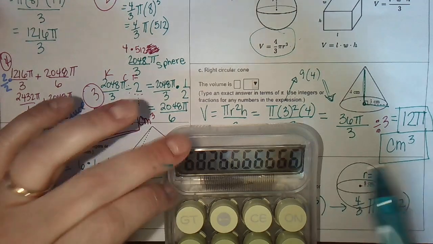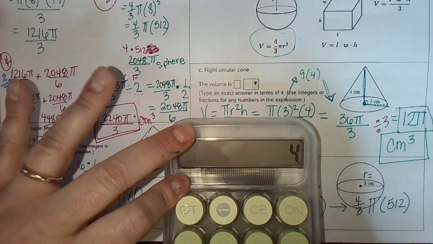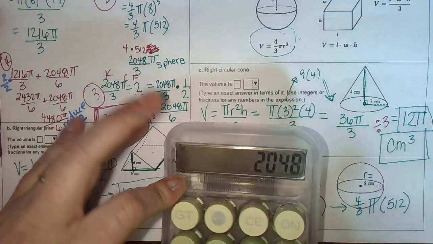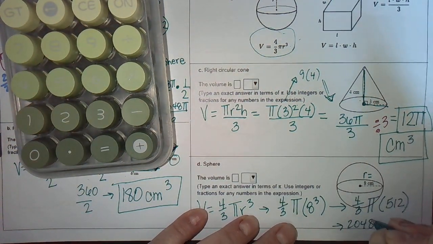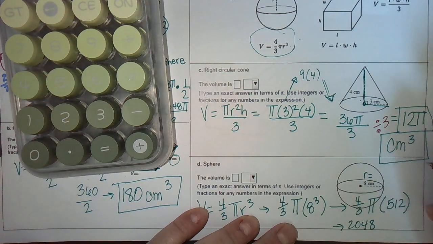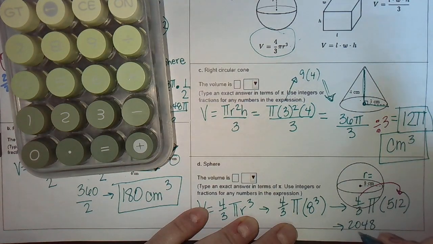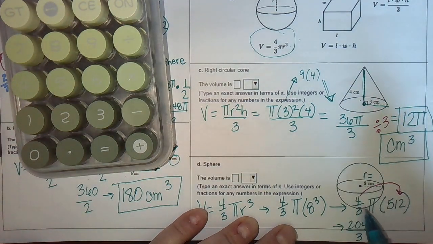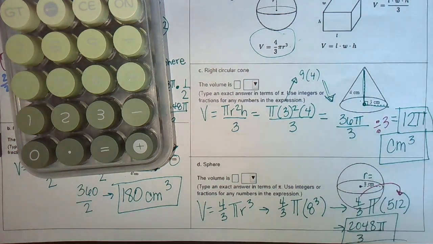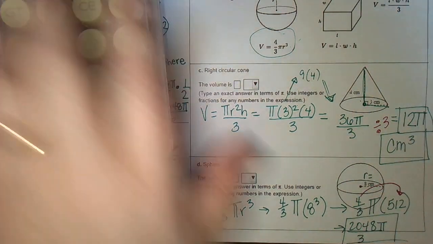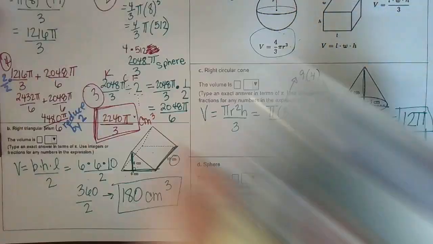It's a decimal. So instead, let's use the fraction. 4 times 512. 2048. Okay, so we got 2048, and we got that from the 4 times 512. And it's still all over 3. And then we have a big fat pi on top. Okay, so that's the volume of that sphere. And we're in centimeters cubed because it's three-dimensional.